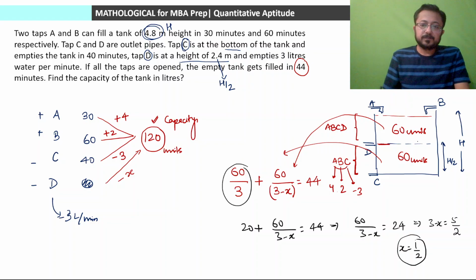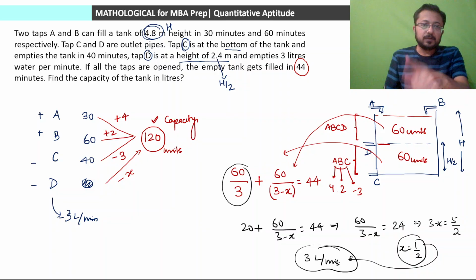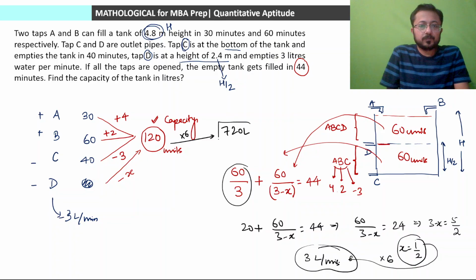1/2 units. If total is 120 units, और 1/2 units की value हमें given है, that is equal to 3 liters per minute. So if 1/2 is 3 liters per minute, 1 unit will be 6 liters per minute. So total 120 will be 120 into 6, and hence 720 liters. The capacity of the tank will be 720 liters.